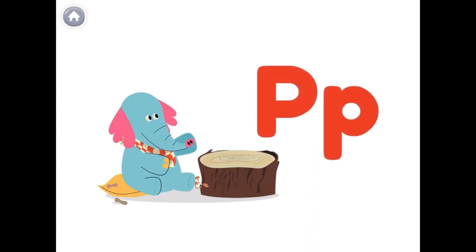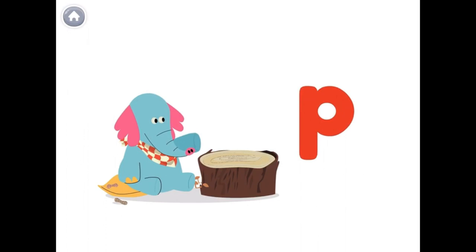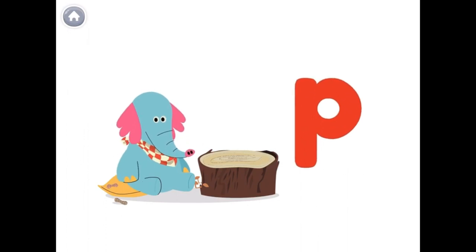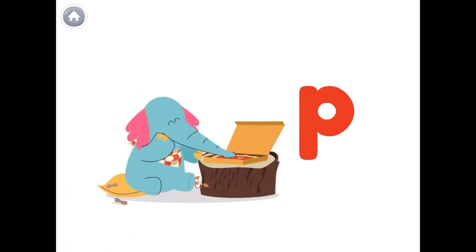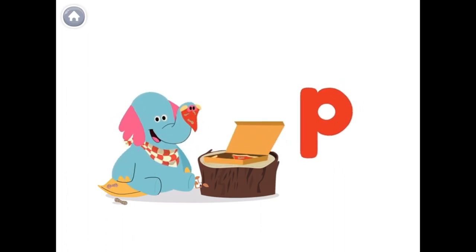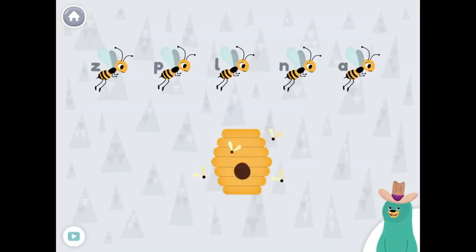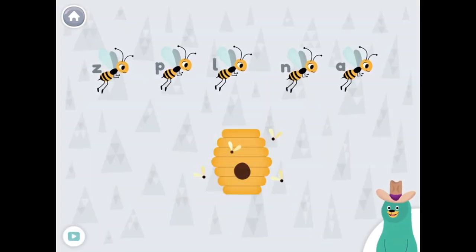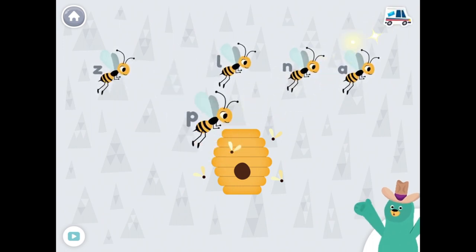This is the letter P. This is the lowercase p. The letter P makes the p sound, like in the word pizza. Yummy! The letter P. Help the bee with the letter P fly to the hive. Keep up the good work.